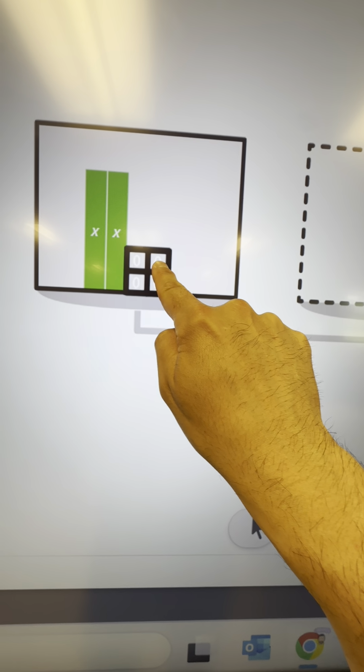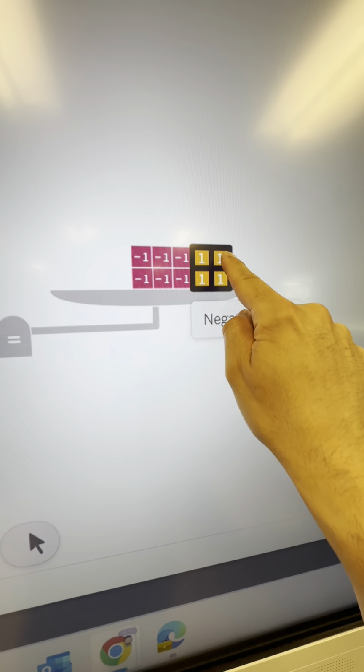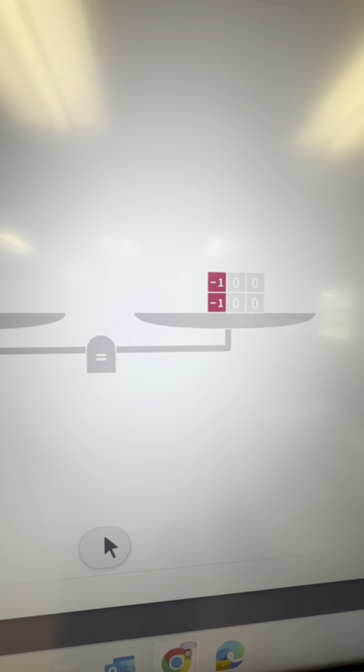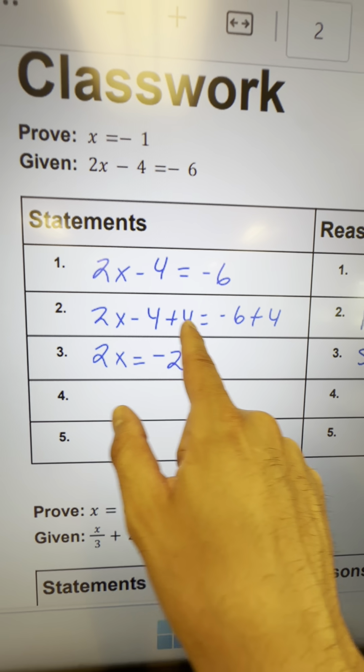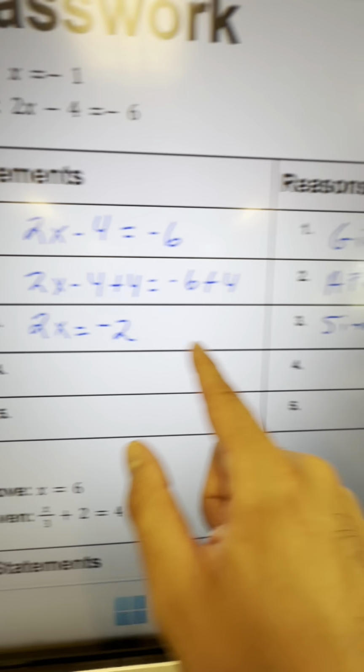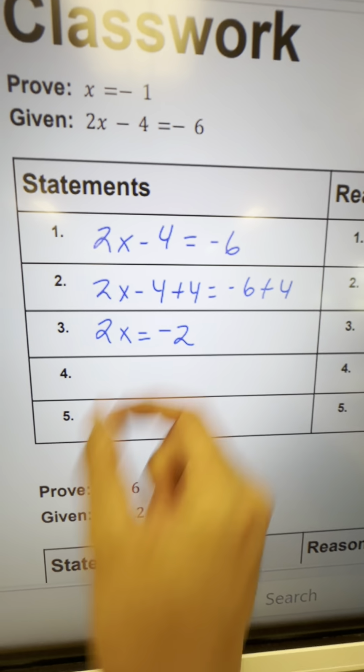Next, you're just going to combine like terms, so put the 0 pairs together. So you have 2x on the left and -2 on the right. So you can see I combined these to get 2x on the left, combine these to get -2 on the right. And that's called simplifying when you put the numbers together like that.